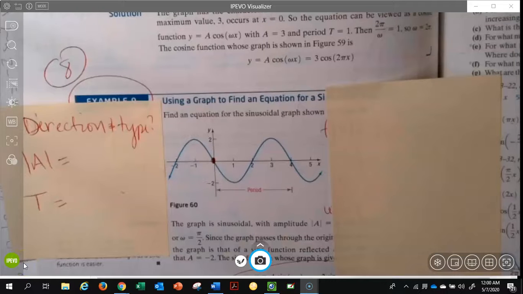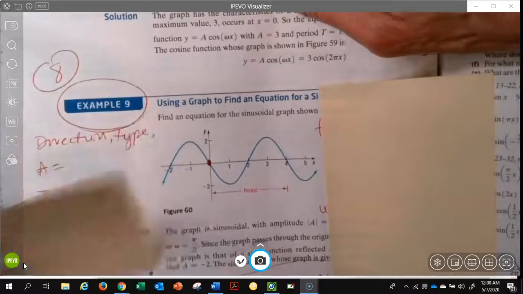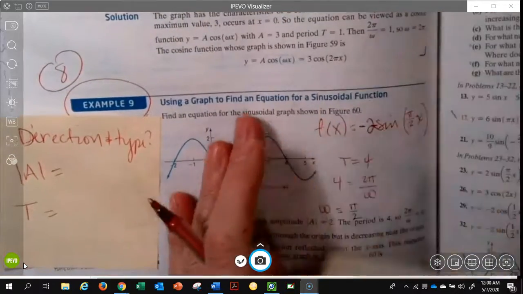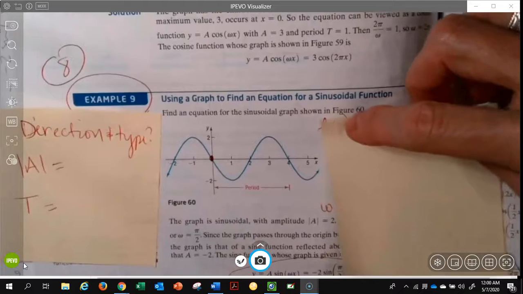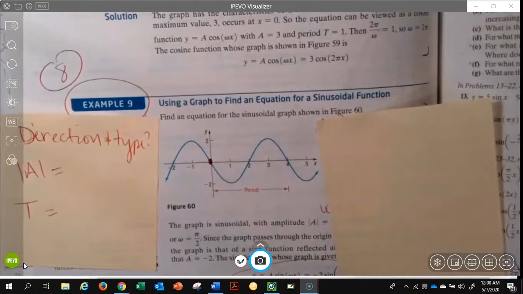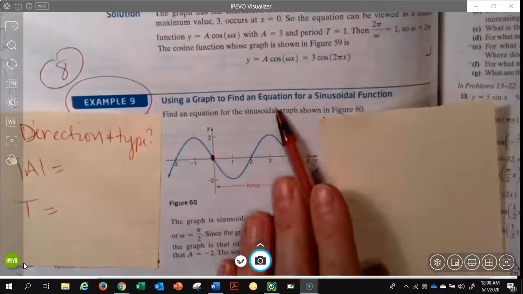So another example I want to work in our section 6.4 is this last example, which is example 9. I'm trying to cover up some previous markings I had in here so we can see them fresh. I'm not doing too good of a job of it, but we're trying. And so it says using a graph to find an equation.